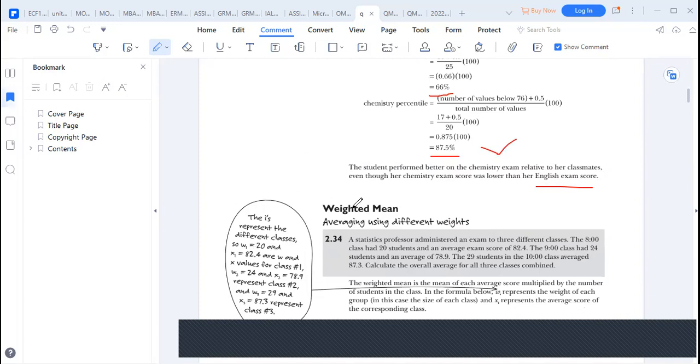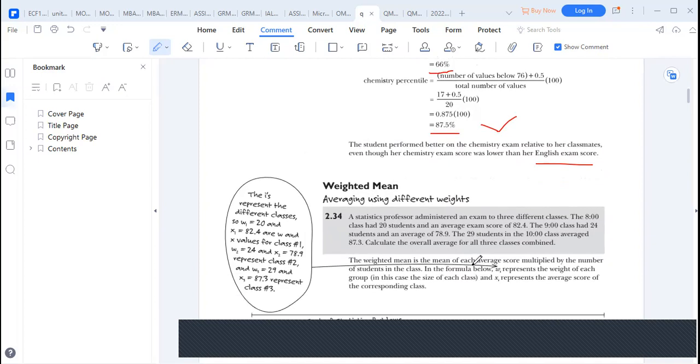So now let's go to understanding how to evaluate the weighted means. We have a statistics professor who administered an exam in 3 different classes.